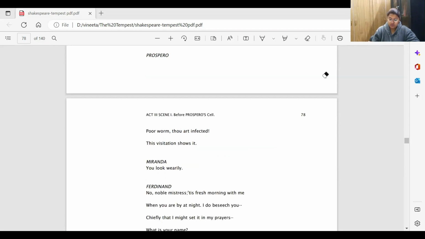Now at this, Prospero says, poor worm, thou art infected. Now, it's a very common question. Whom does Prospero refer to as poor worm? He's referring to Miranda, his daughter. He feels sad for the girl. He says, thou art infected. You are infected with love. All right, you are suffering with love. This visitation shows it. This visitation, this charitable visit that you have given here to Ferdinand, shows that you are infected with love now. Now, Miranda asks Ferdinand, but you know, Prospero is invisible and he is saying it to himself.